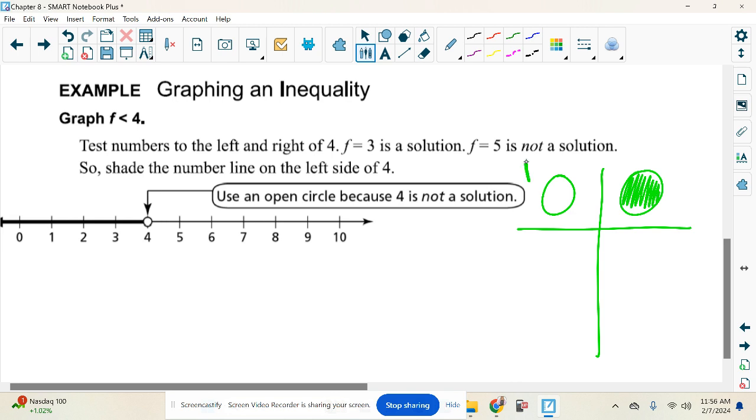Open circle means not included, which means the closed circle means included. So if it's an open circle, that means that's not the answer. But if it's a closed circle, that means it can be part of the answer. It's included in the answer.